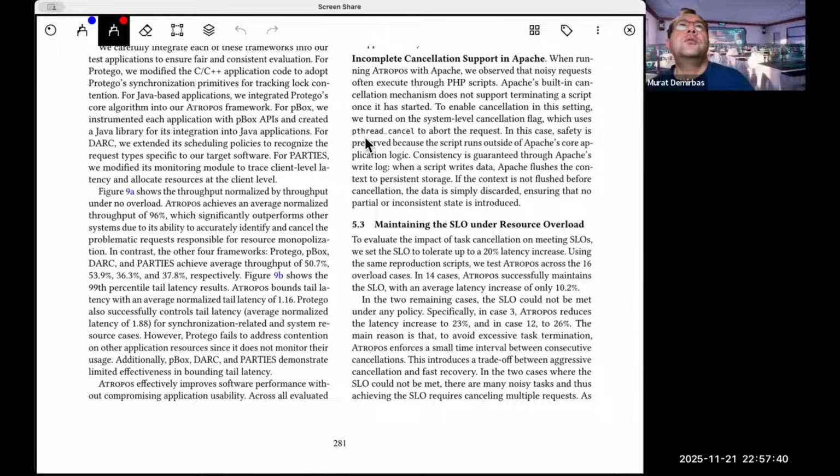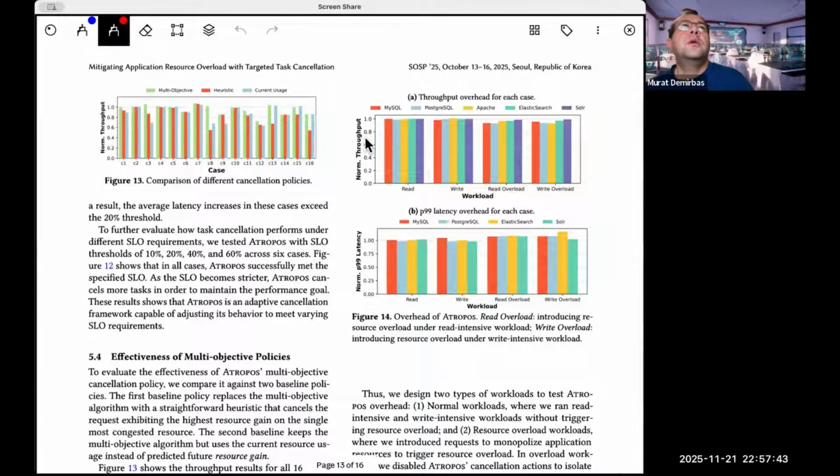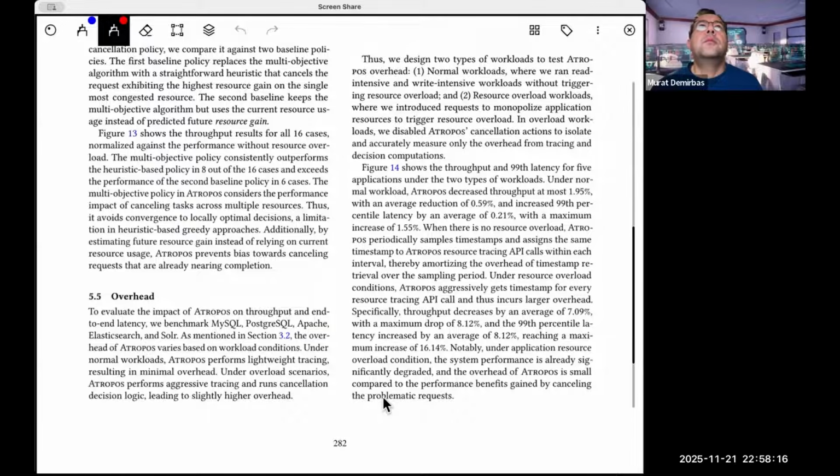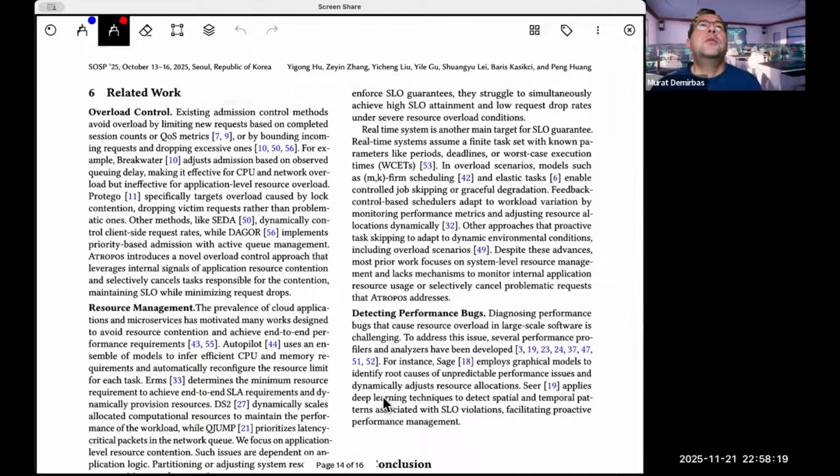Maintaining the SLO under resource overload. Comparison of different cancellation policies: multi-objective versus heuristic versus current usage. Of course, multi-objective is better. That's why you show it. But C8, let's look at this case. Okay, throughput. Related work. Okay, let's wrap up.